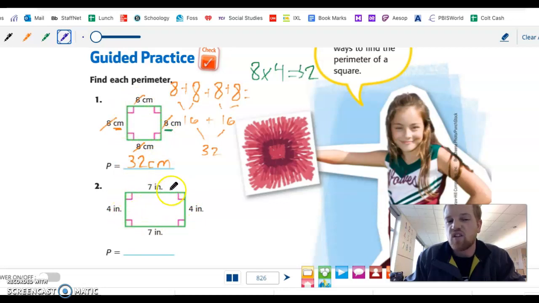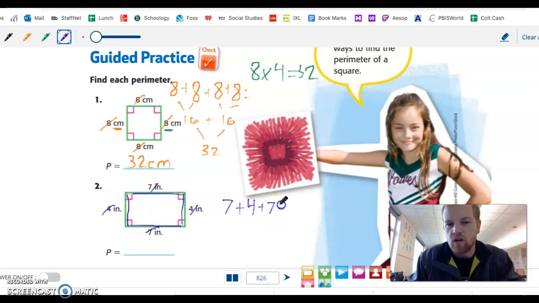So I like to think of it as a fence around a yard, or if I'm just walking around this yard. Okay, so I have 7. The first time I walk that 7. Cross that out so I know I've used it. I've walked this distance now. Now I'm going to turn and walk this distance, which was 4 inches. So I'm going to add that 4. Then I turn and walk this side as well. That was 7, so I'm going to add that 7 again. And then finally I walk this last distance and I get back to my starting point, and that was 4.